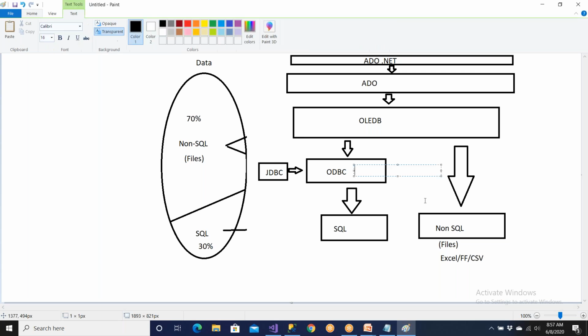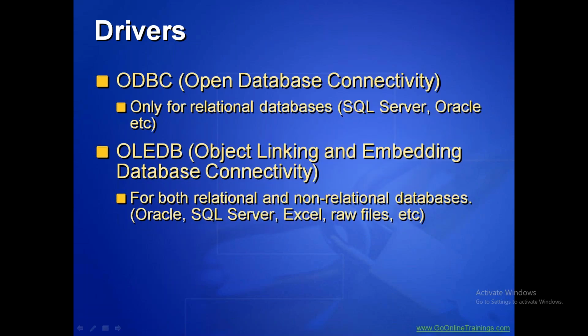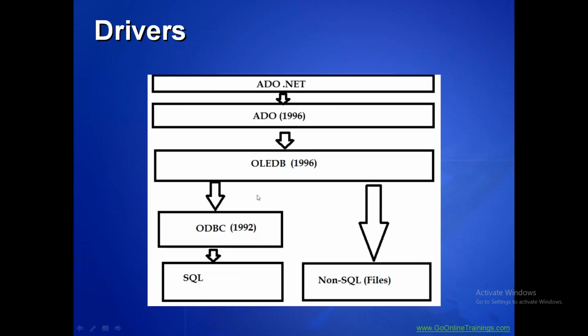I think this was created with the help of C++. It was developed in 1992, I think. We have a good diagram, let me show you that. ODBC means Open Database Connectivity, only for relational databases like SQL Server, Oracle, Teradata. OLEDB, Object Linking and Embedding Database, is for both relational and non-relational databases: Oracle, SQL Server, Excel, raw files, etc. Clear? So these are the two drivers which are available.